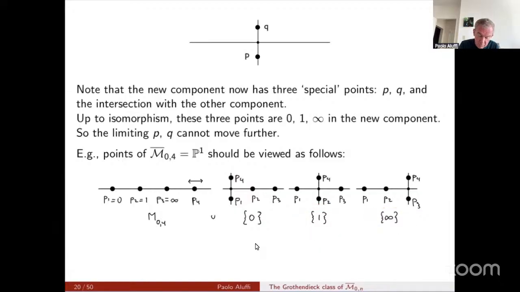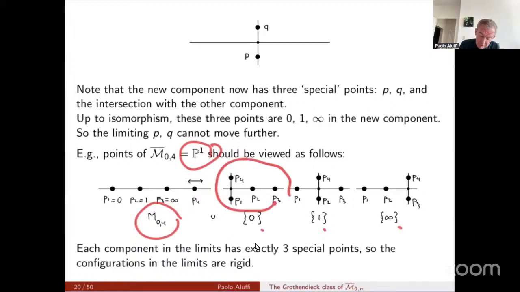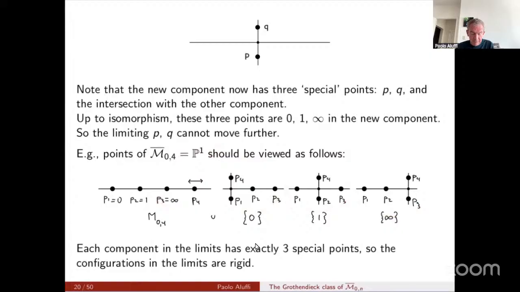So M04, remember I tried to point out that M04 bar should be P1, and M04 is P1 minus 0, 1, infinity. These are the pictures you should associate with the extra points 0, 1, and infinity. And again, you look at these pictures, and each component in the limit has exactly 3 special points. So the configuration as it is, you get your compact variety. There's no moving allowed.